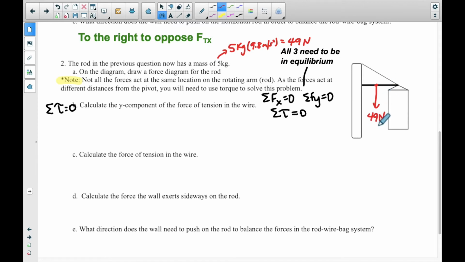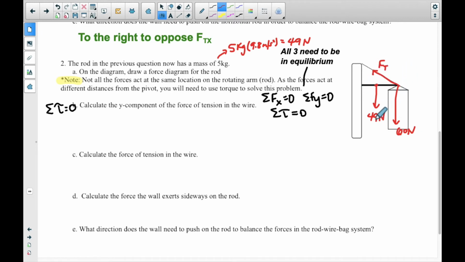So that force, 49 newtons, is acting downward. The punching bag, once again, has a 60 Newton force, also acting downward. We need to draw in one other force, of course, that is the force of tension. The force of tension is here. We will break it up into components again.